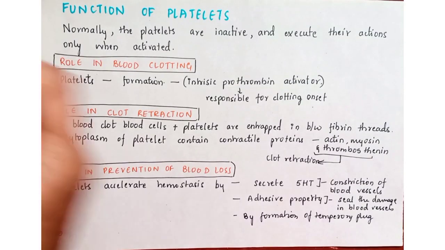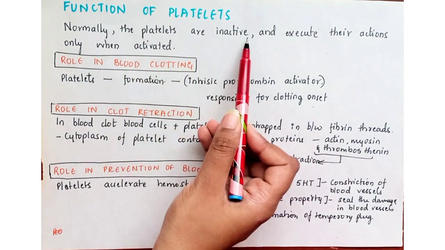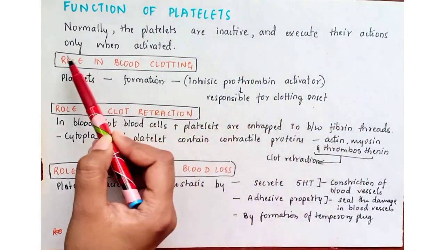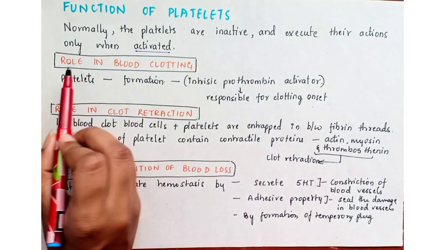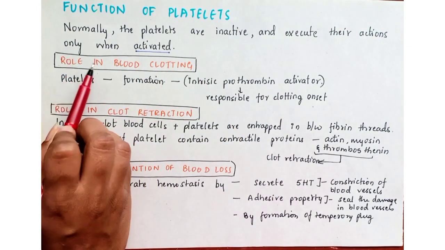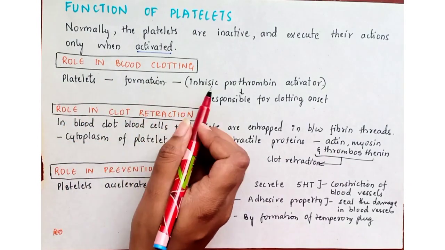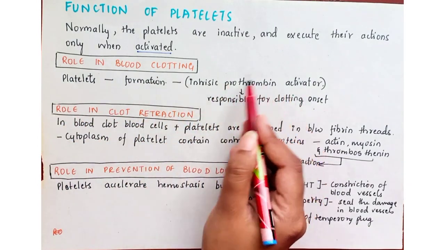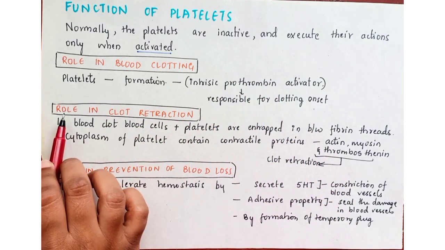Function of platelets. Let's understand the functions. Normally, the platelets are inactive and they execute their actions only when activated. So, they need activation for their functions. First one is role in blood clotting. Platelets are responsible for the formation of intrinsic prothrombin activator, which is in turn responsible for clotting onset.